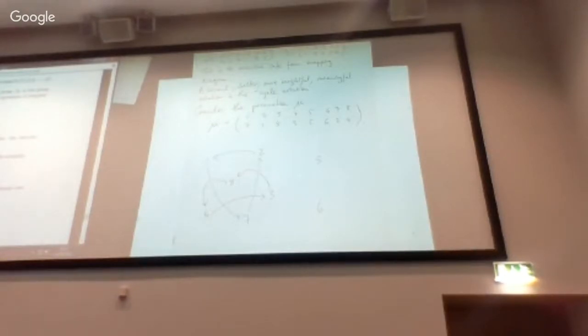What happens to 5? 5 goes to itself, and 6 goes to itself. So this is what I mean by saying the structure of the permutation. We can now see what we call the cycle structure of the permutation.